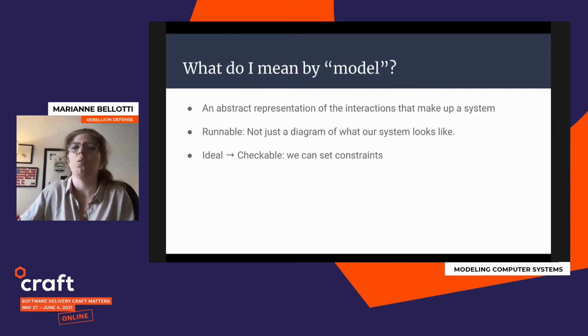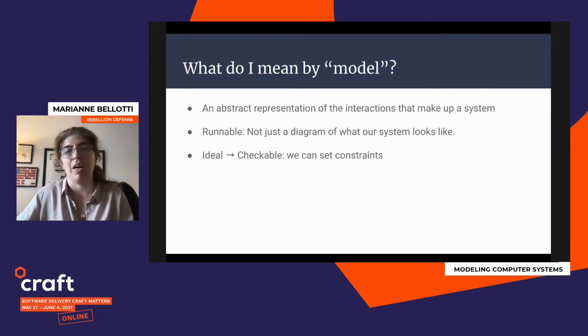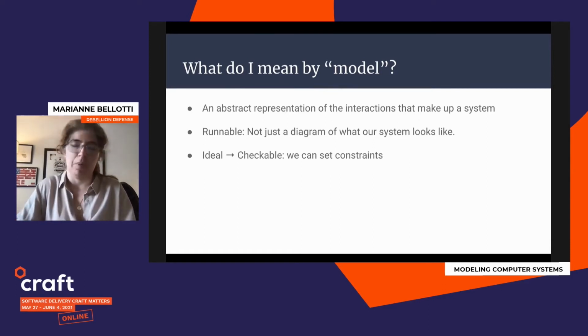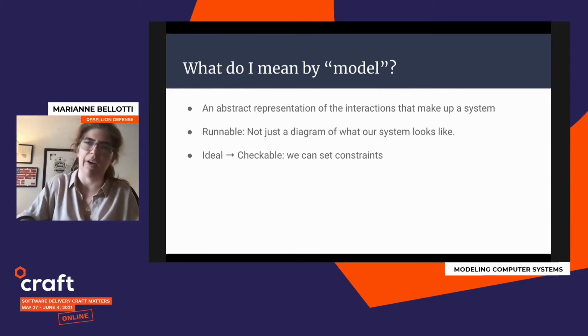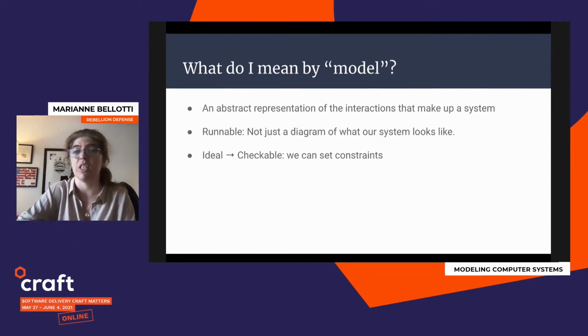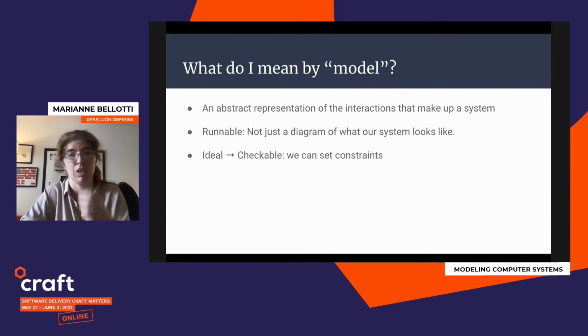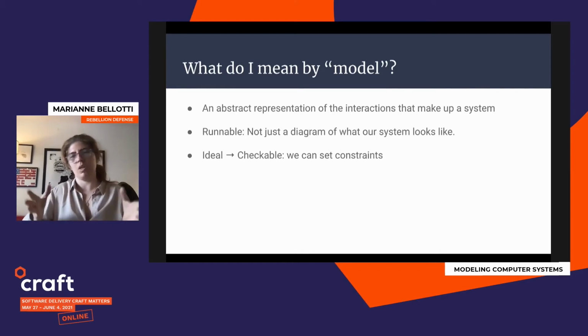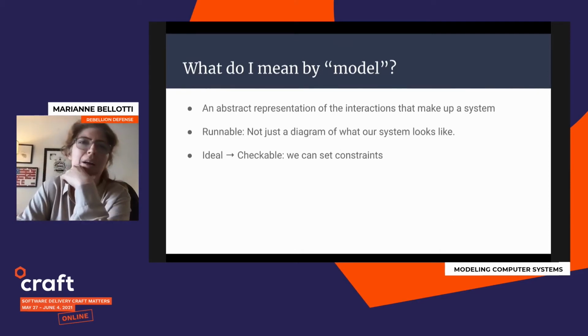But before I do that, I want to clarify, what do I mean when I say model? There are lots of different definitions we could ascribe to the word model. But in the context of this talk, we're talking about an abstract representation of the interactions that make up a system. The key part of it is that it's runnable. We could draw diagrams of all of the interactions in a system and create an abstract representation with Visio or things like that. But what we want is a representation, a specification that is runnable. We can set constraints, we can set assertions, and we can have a model checker tell us whether or not, given the specification that we built, that system can pass those checks. So that's really what we're describing in this talk when I say the word model.